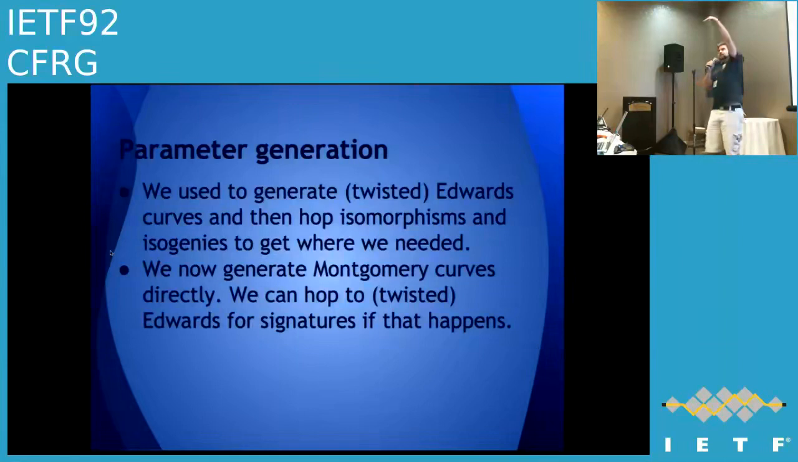We now, rather than start with Edwards at the top and go down, directly generate the Montgomery curves at the bottom. So we generate curve25519 directly, and we generate curve448 directly. And then if there is future signature work, we can do the isogeny or isomorphism hop up to an Edwards or twisted Edwards curve as necessary.